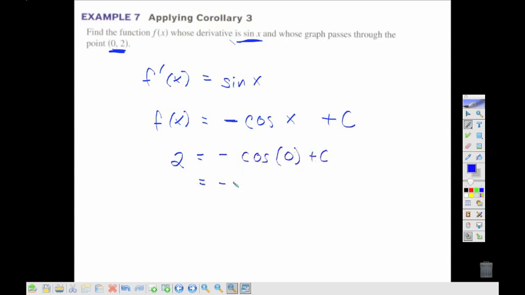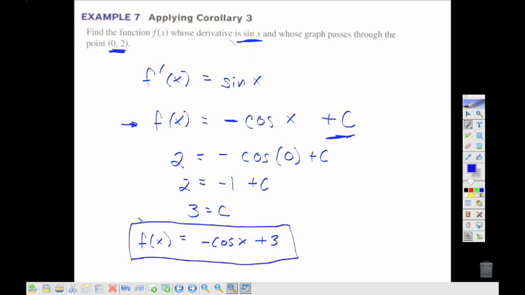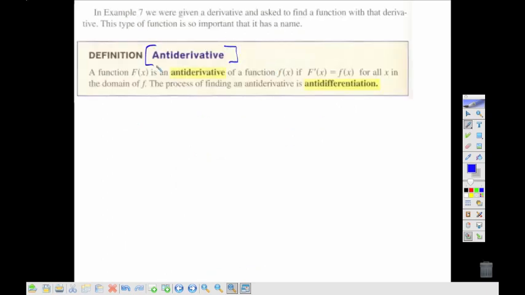That would give me a -1 plus c, and solving that would give me a constant of 3. So going back to my original function, where I had plus c, I would now plug in this 3, and I know that my original function, f of x equals negative cosine of x plus 3. I would know a couple things about this. First of all, it passes through the point 0, 2, and also it has a derivative of sine of x. This is called an antiderivative. What we've just done is worked backwards from this, and so this process is called antidifferentiation. We're given a derivative and we want to find what function would have that derivative.